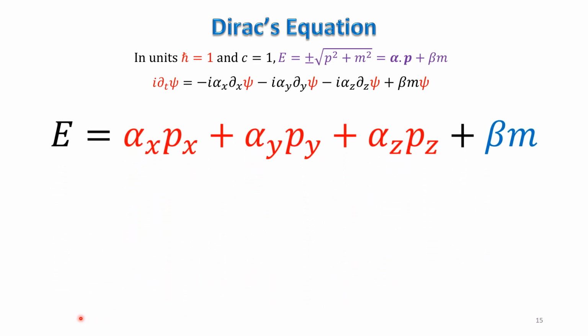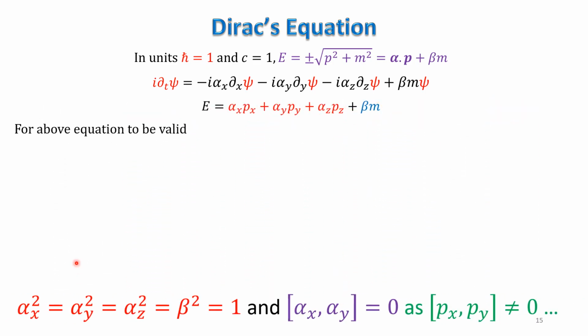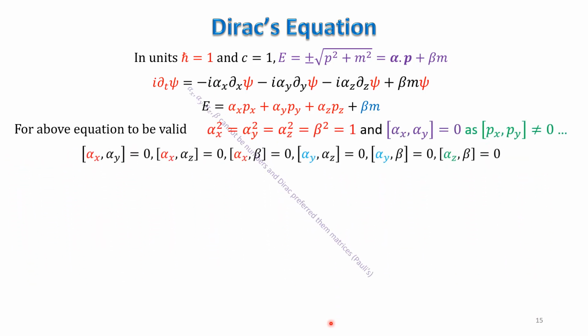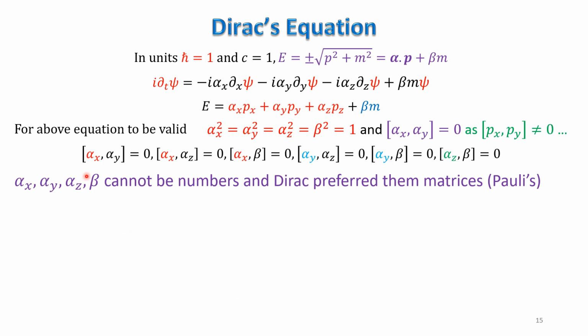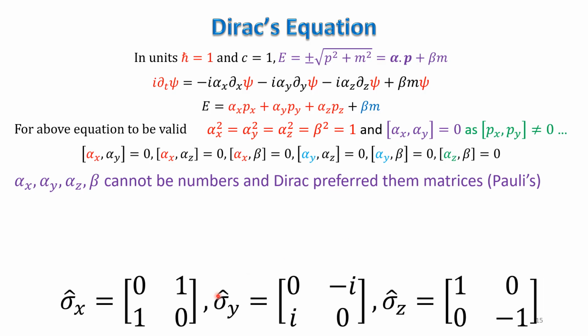Now E can be represented like this, wherein we have alpha x square equal to alpha y square equal to alpha z square equal to beta square equal to 1, and we have commutations like alpha x alpha y is commuting as px and py is not commuting. So here alpha x and alpha y have to obey the commutation relation. Similarly, other commutation restrictions are listed in this row, and alpha x, alpha y, alpha z cannot be numbers, and Dirac preferred them to be matrices, kind of Pauli matrices we have seen in some earlier slide, in terms of sigma hat x, sigma hat y, and sigma hat z.